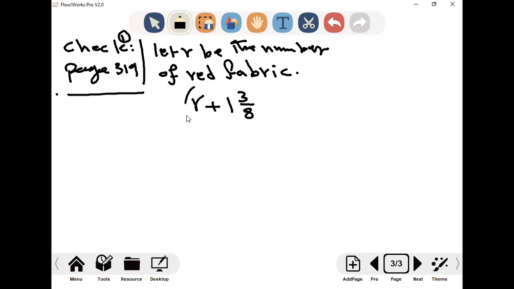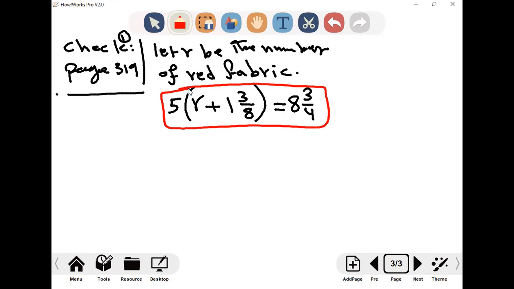So all of them by 5 equal the total of the fabric, whatever it is, red and blue. 8 and what? 3 over 4. This is the equation. This is part A. The answer you should select what? A. Now I want from you, I will give you 2 or 3 minutes in part B to do what? In part B, solve the equation.